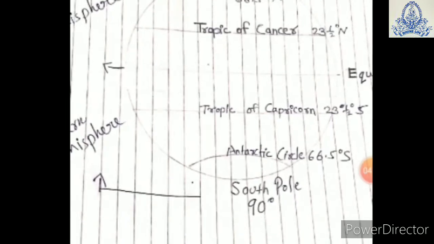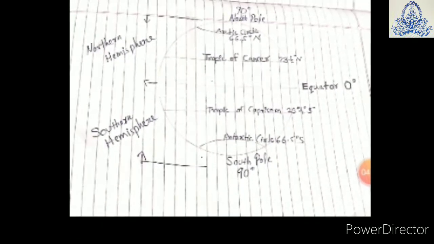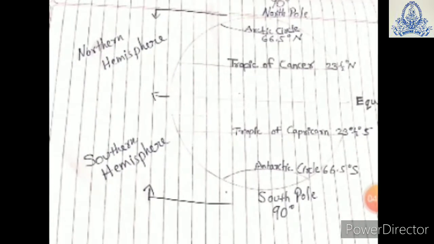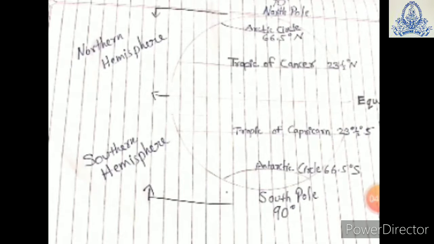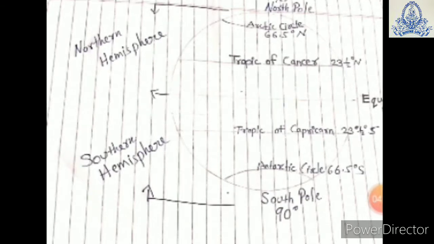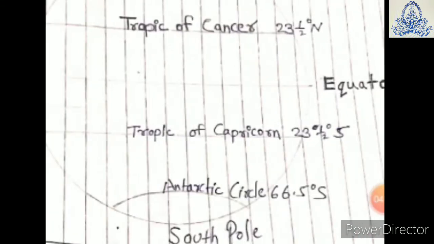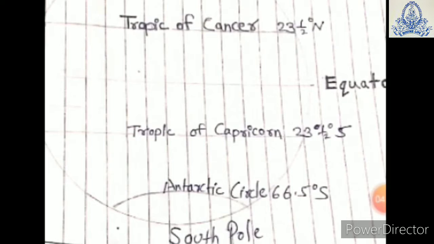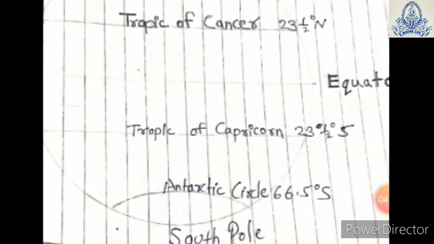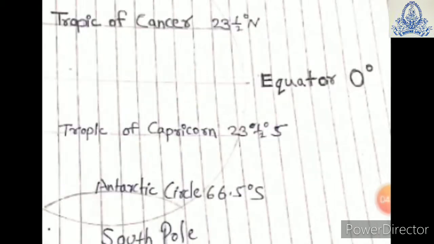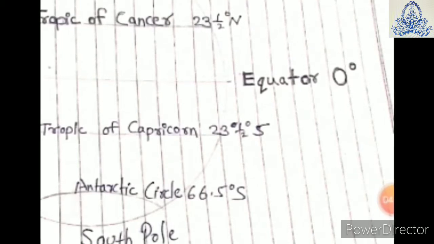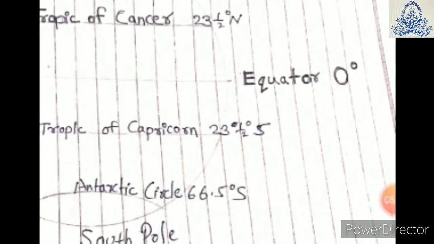Now in this picture I am mentioning the important latitudes. Here we can see North Pole 90 degrees, South Pole also 90 degrees, and the Tropic of Cancer at 23.5 degrees north, and the Tropic of Capricorn at 23.5 degrees south. The Equator, which divides the whole earth into two halves, that means two parts, is at 0 degrees.